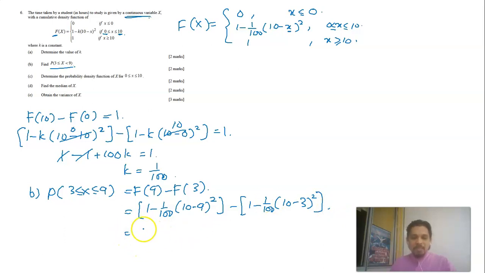And this one, 10 minus 9 equal to 1. 1 squared is 1 times 1 over 100. So 1 minus 1 over 100. Then minus, 10 minus 3 equal to 7. 7 squared is 49. Negative, negative, positive, 49 over 100. So 1 minus 1 equal to 0. 49 minus 1 equal to 48 over 100. Okay.